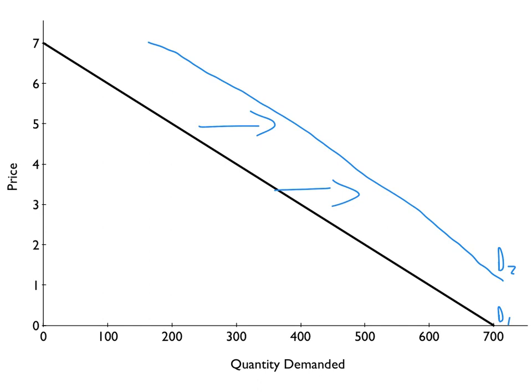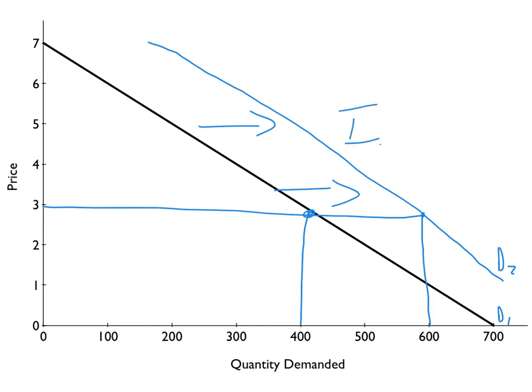Now, how do we know this is an increase in demand? Well, let's just look at a particular price, say $3. At $3, the quantity demanded was originally 400 units. After the demand has increased, the quantity demanded is now 600 units at the same $3 price. So at every price, quantity demanded has increased. So consumers are now buying more of this good at every price. This is a clear increase in demand.